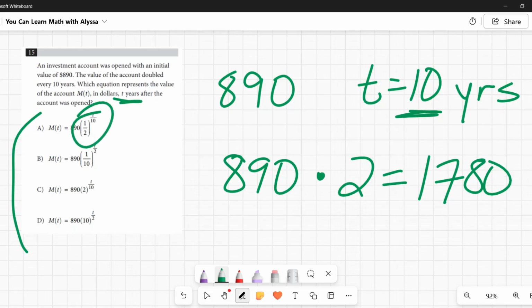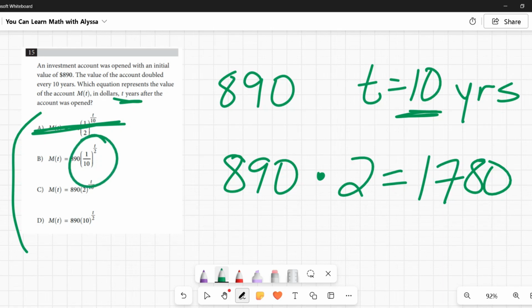Let's look at the first one. We have t over 10 up here. So if I put 10 in there, I get 10 over 10, or 1. So I'd have 1/2 to the power of 1. That's just 1/2. That's not 2. That one's out. Next one.